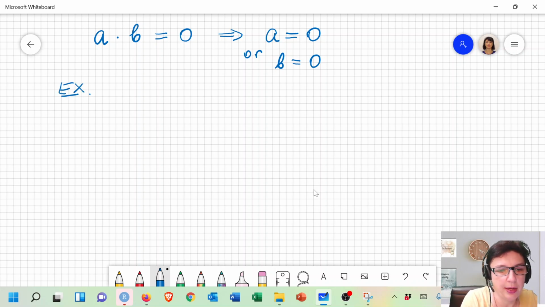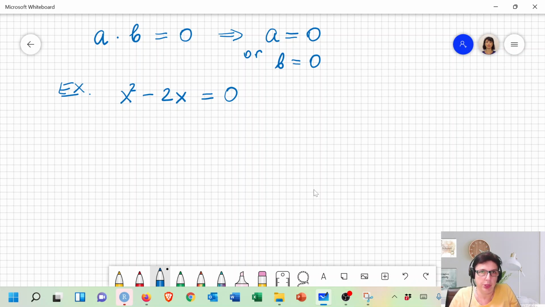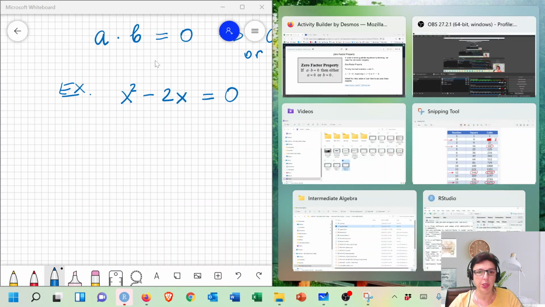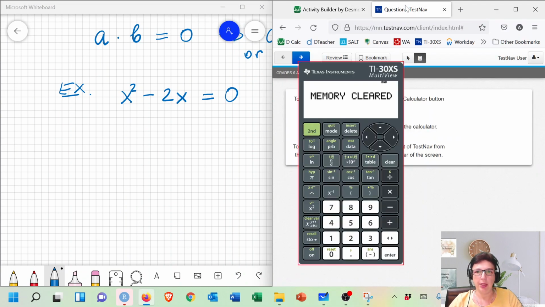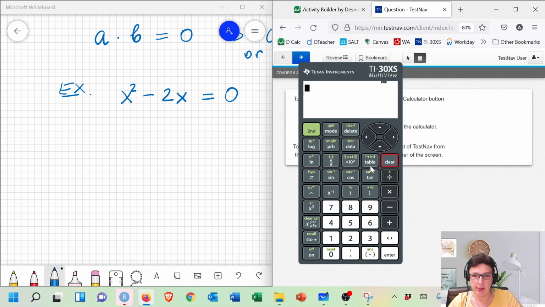Okay, so let's say I have x squared minus 2x, and I want to solve an equation where I make it equal 0. I need to do that by using factoring. Before we do anything else, I want to show you how you can find the answers using your calculator. Yes, you're going to have to do the zero factor property, and I'll show you that. But I want you to always know what the answer is going to be. You can check all your answers using this wonderful TI-30XS calculator.